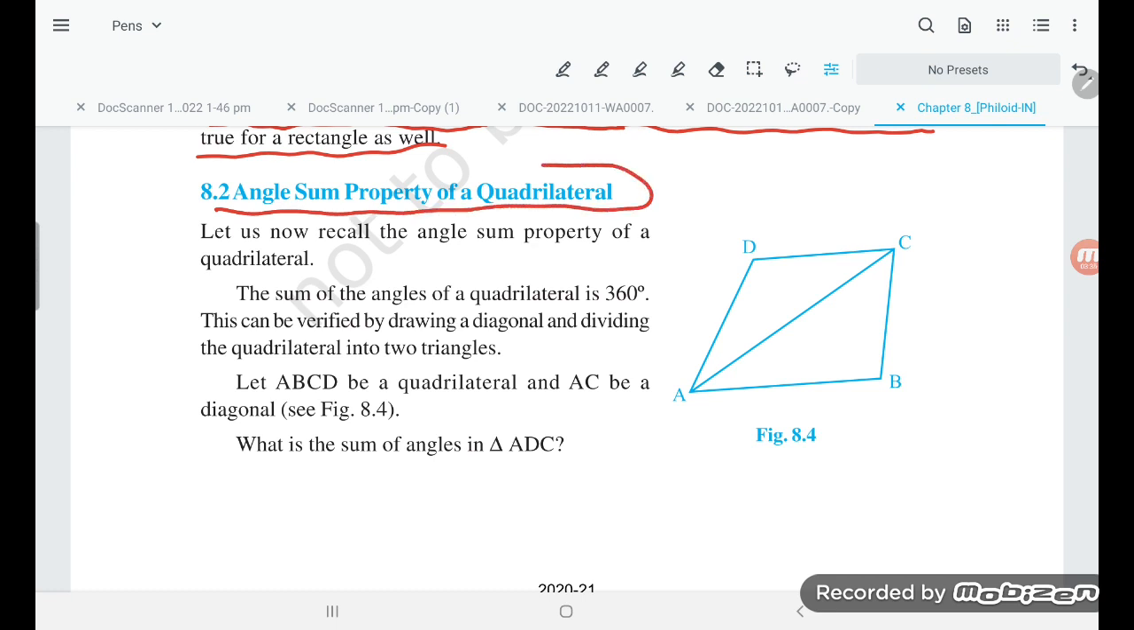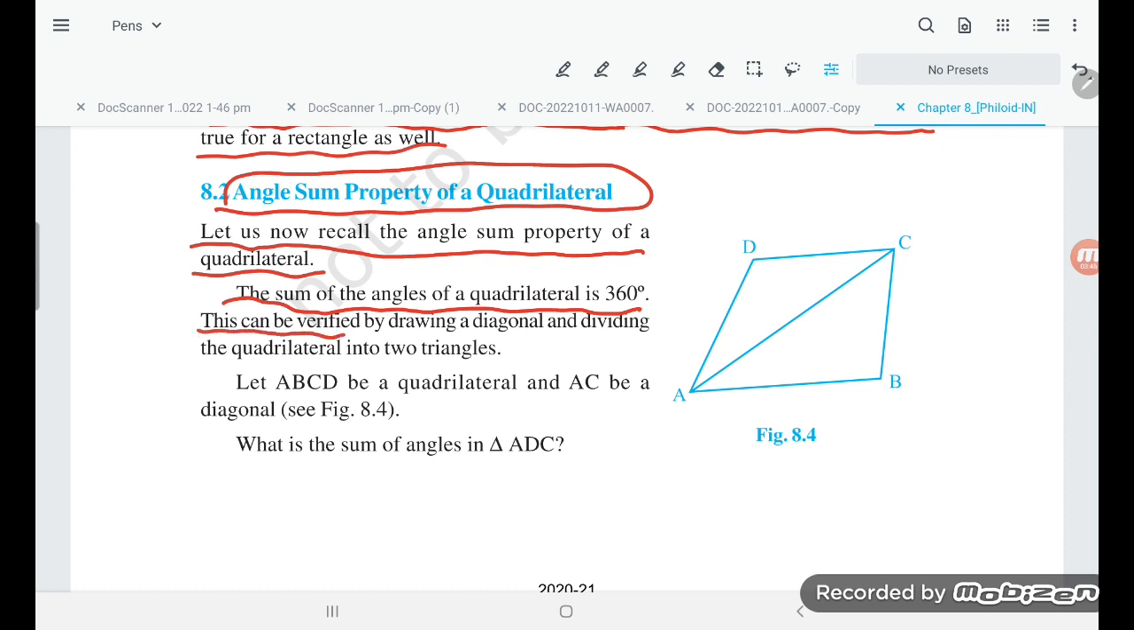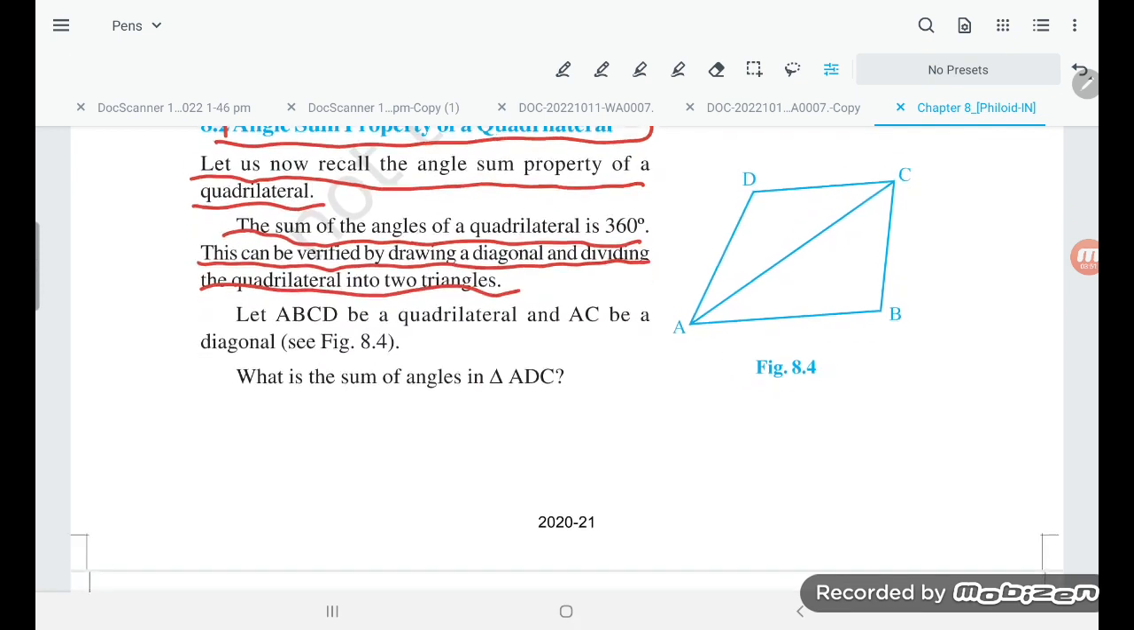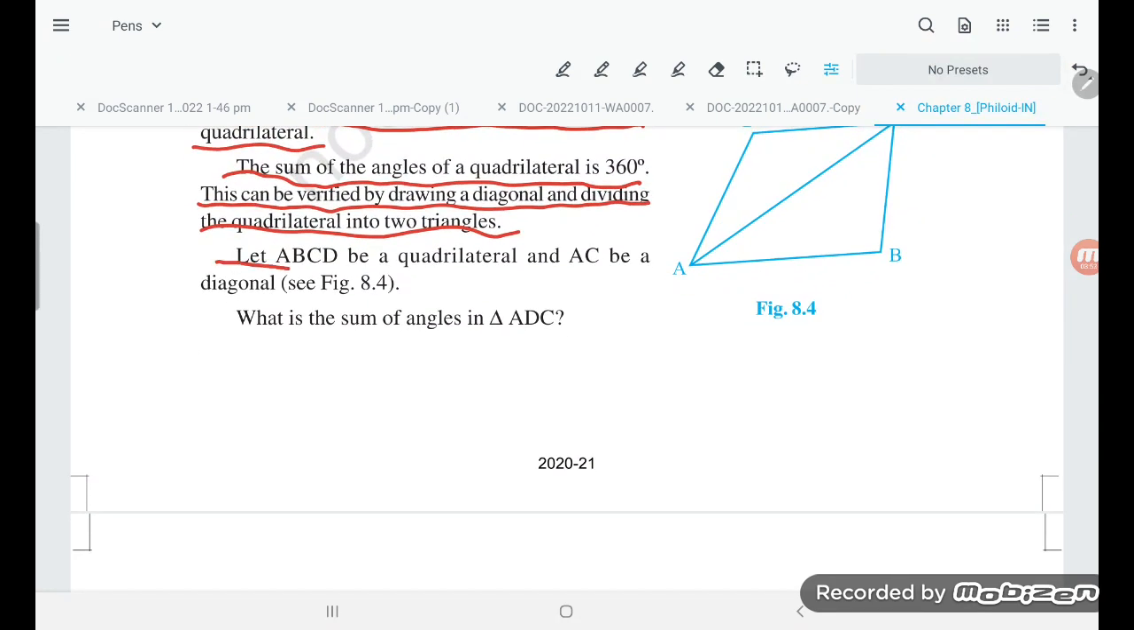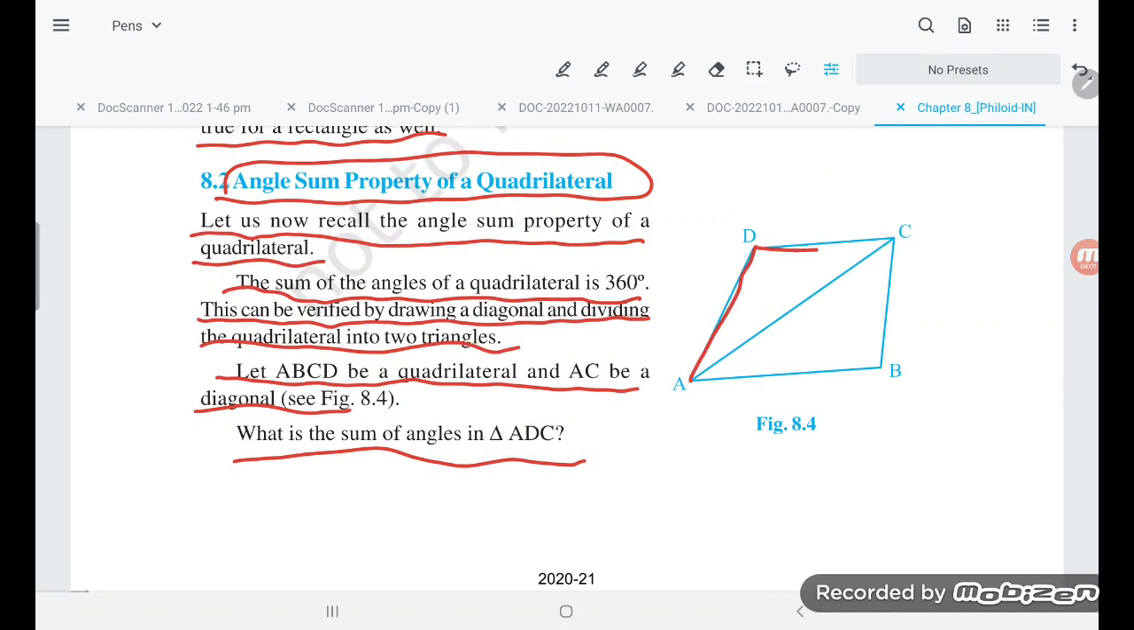Angle sum property of quadrilateral. Let us now recall the angle sum property of quadrilateral. The sum of all the angles of a quadrilateral is 360 degrees. This can be verified by drawing a diagonal and dividing the quadrilateral into two triangles. Let ABCD be a quadrilateral, AC is a diagonal. What is the sum of the angles? Triangle ADC is 180 degrees, and CBA is 180 degrees. So the total is coming 360 degrees, students.